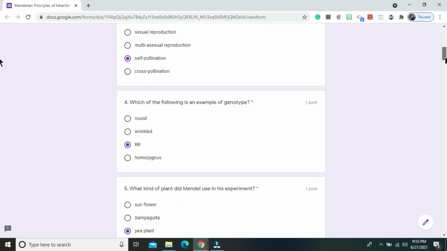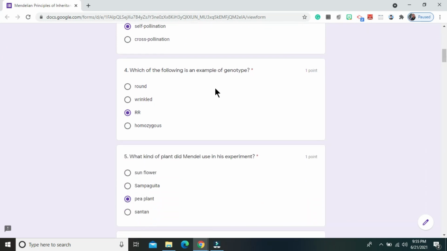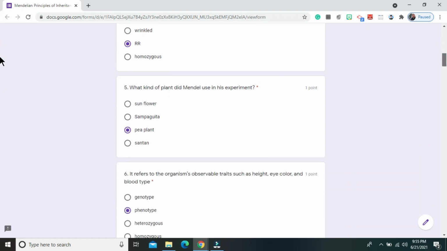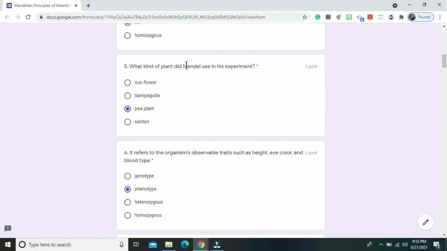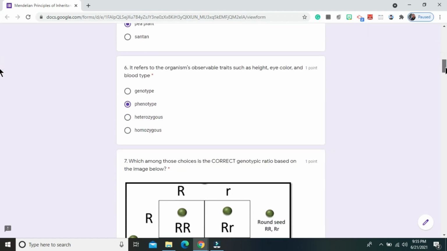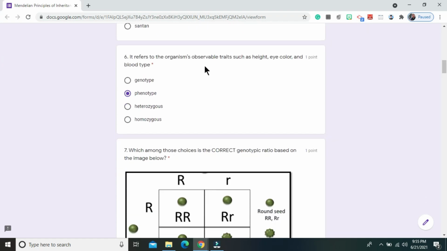Question number 4. Which of the following is an example of genotype? The correct answer is capital RR. Question number 5. What kind of plant did Mendel use in his experiment? The correct answer is pea plant. Question number 6. It refers to the organism's observable traits such as height, eye color, and blood type. The correct answer is phenotype.